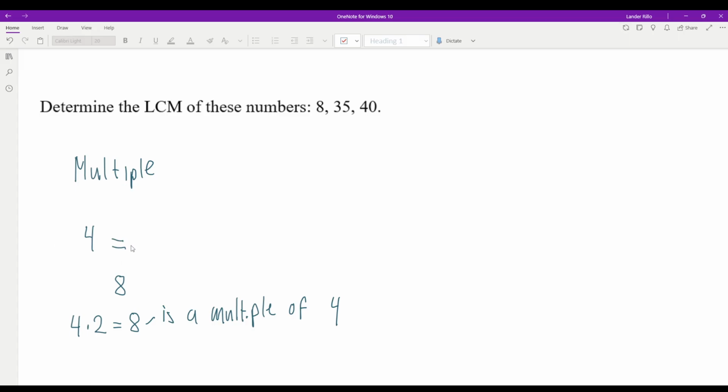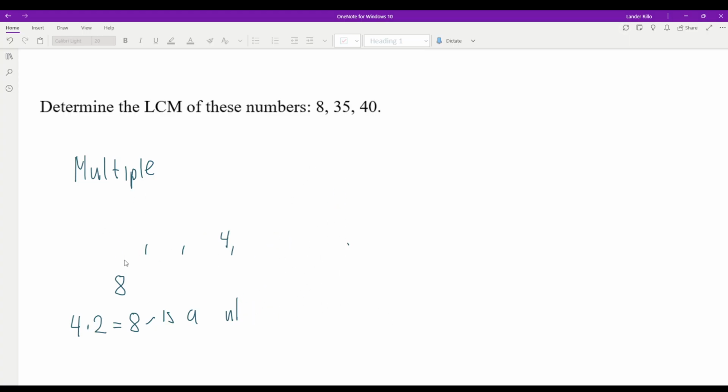It's not the only multiple though, there's many multiples. So the multiples of 4 are 8, 12, 24, you get it, 64. There's a lot of multiples and they keep going. And those are all multiples of 4. Even 4 is a multiple of 4. You just multiply it by 1, you get 4. Okay, so now we know what a multiple is.